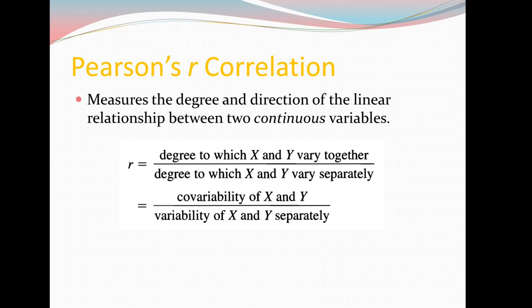So Pearson's r correlation is the biggie. You'll hear that the most by far, and it measures the degree and direction of the linear relationship between two continuous variables. So if your variables are continuous, that would be your go-to correlation. Okay.